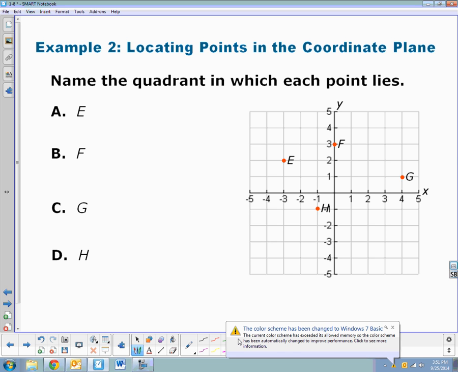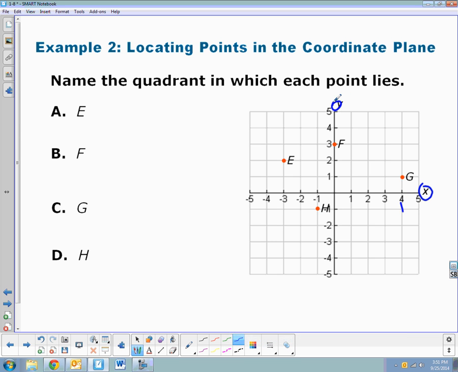And so my x coordinate for G is going to be 4. My y coordinate for G is going to be 1. And so I've got my x, I've got my y, and the coordinate pair, or the ordered pair, for G is going to be 4, 1. Because I go over 4 on the x, and I go up 1 on the y. And so that coordinate pair, that ordered pair, is going to be 4, 1.